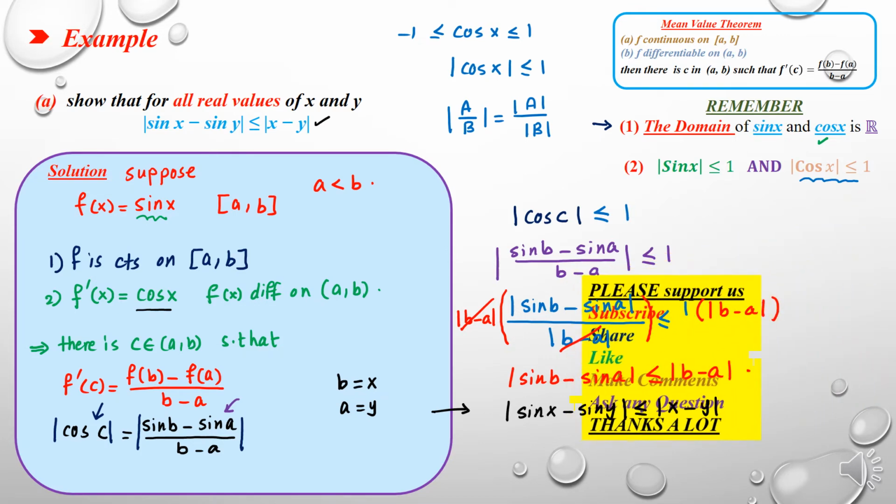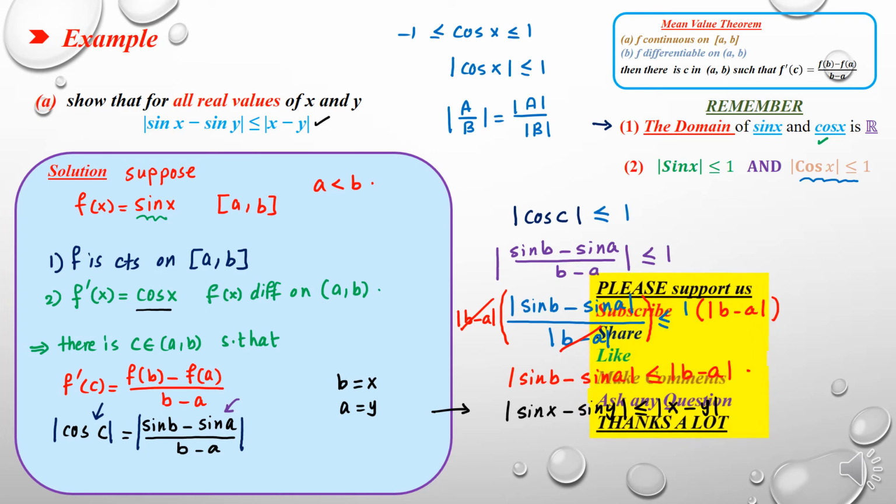So the main idea in the proofs using the mean value theorem or Rolle's theorem is that you have to create a function, create an interval, then continue with the conditions of the mean value theorem, and that's it.